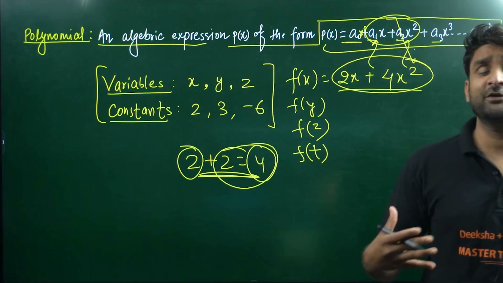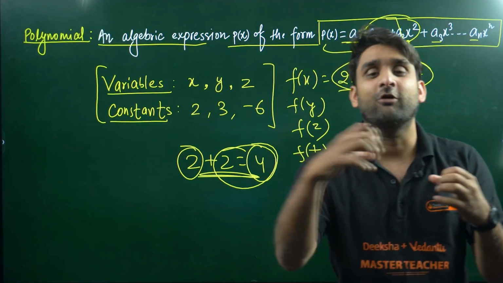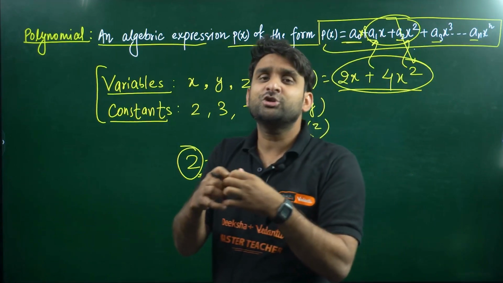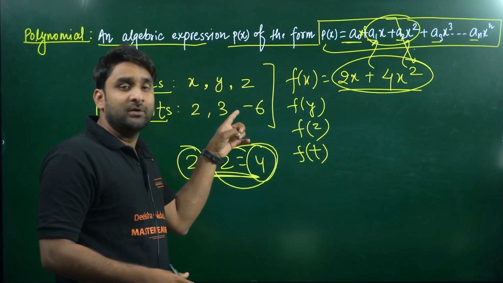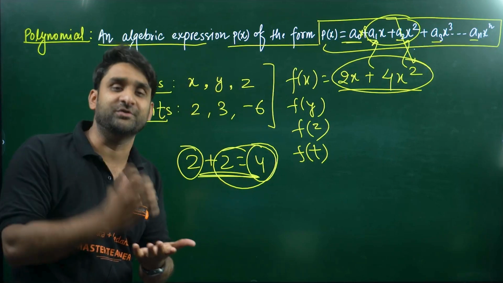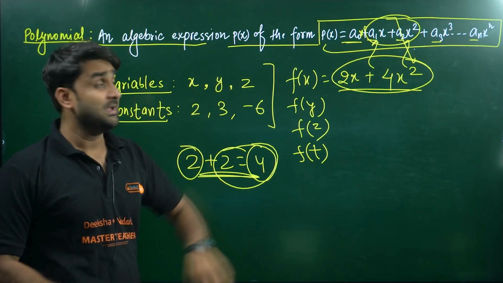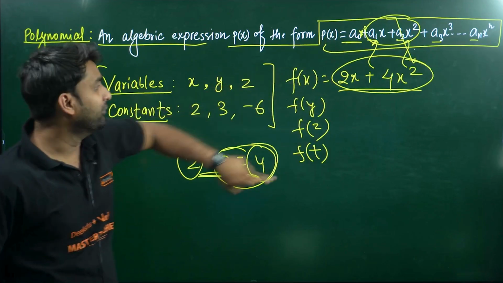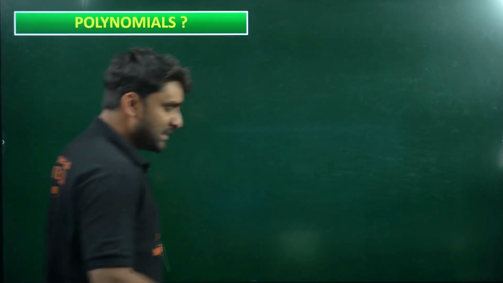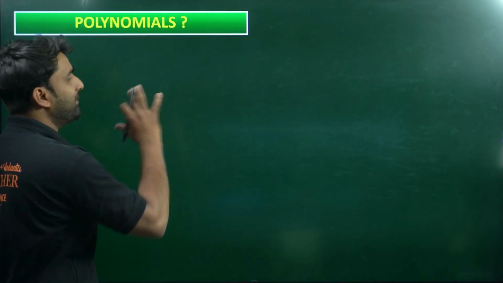So what will be the definition of polynomial? The systematic arrangement, the systematic format of combination of variable and constant will give you a format, and that format is called polynomial. Moving to next. Now the next question comes up: how many types of polynomials are there? You have understood the polynomial.